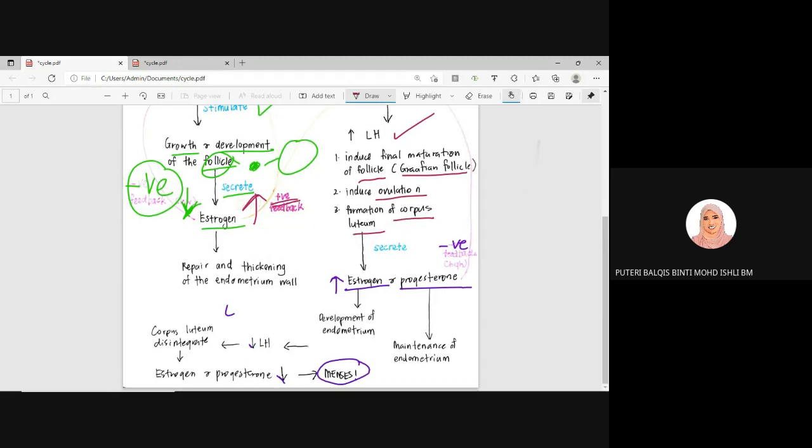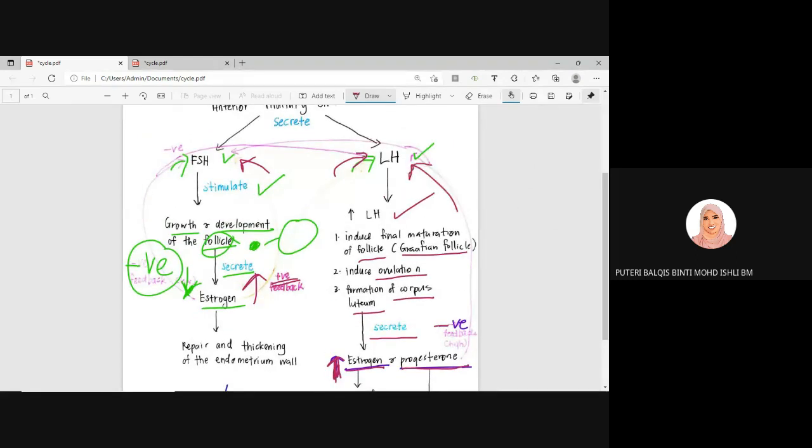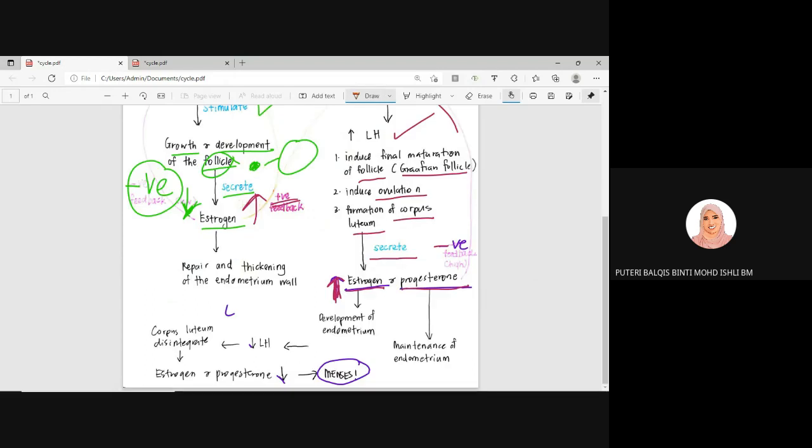Dapat je corpus luteum buat apa? Corpus luteum will secrete estrogen and progesterone. Estrogen, progesterone sekarang ni tinggi. Bila dia tinggi, dia akan bagi negative feedback to LH and also to FSH. Okay, bagi negative feedback kepada LH dan juga FSH.